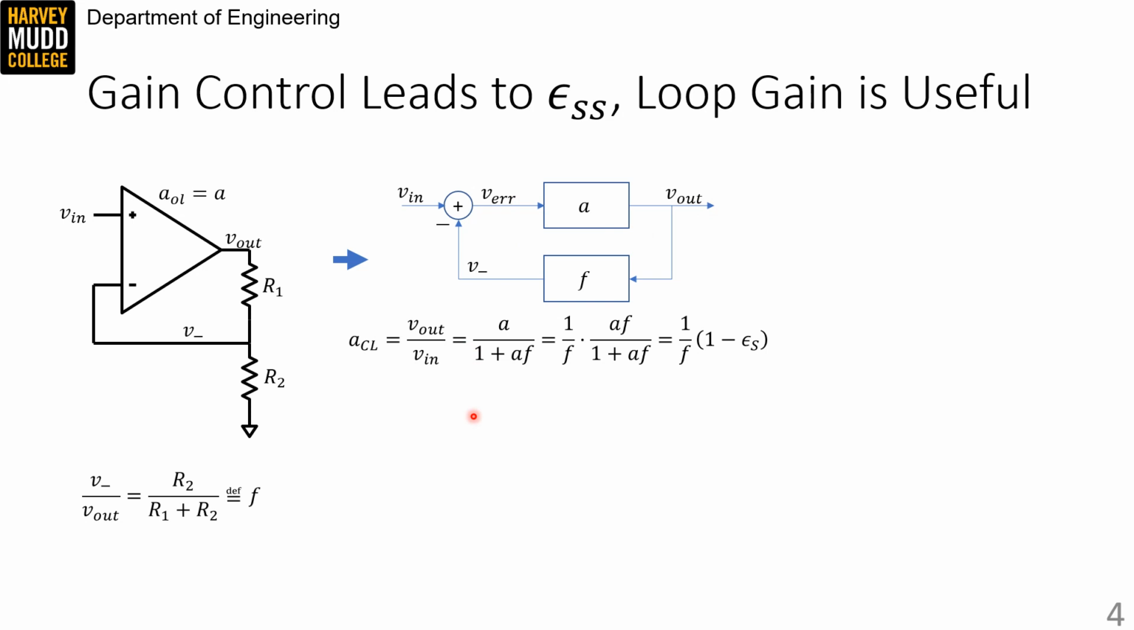We can factor this expression to make it read as 1 over F times AF over 1 plus AF, which I find to be kind of instructive because this term is very close to 1. So our gain is quite close to 1 over F. And if you were to flip this over, you'd see the sort of gain that we saw on the previous page.